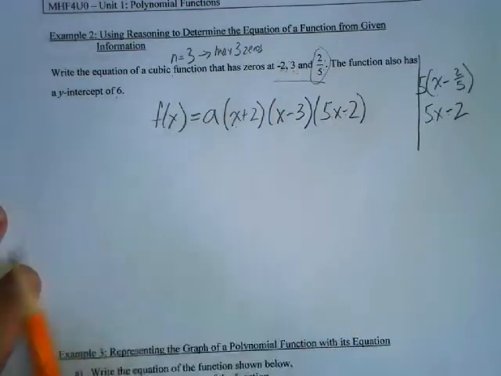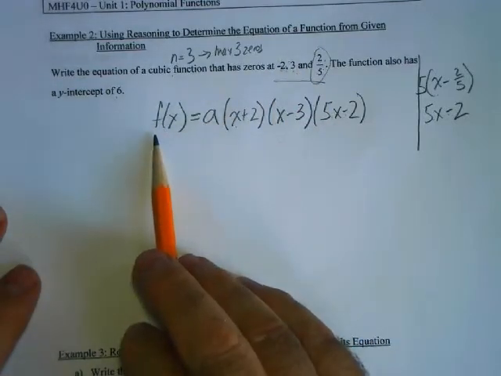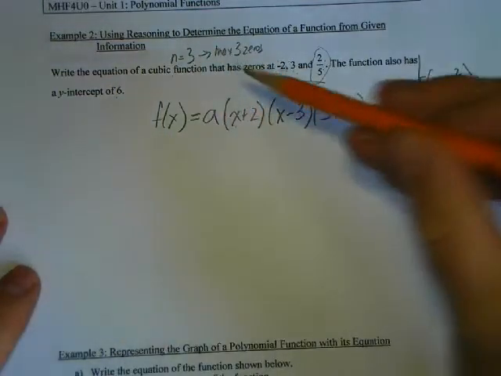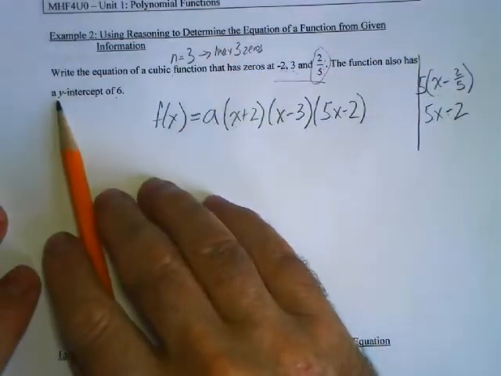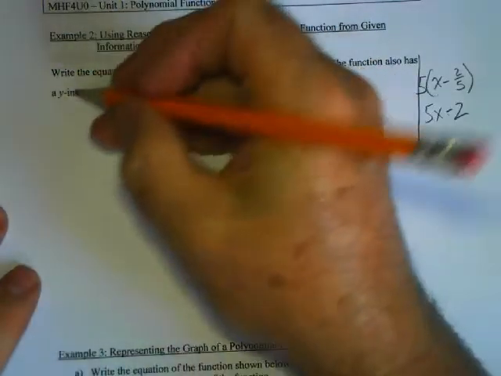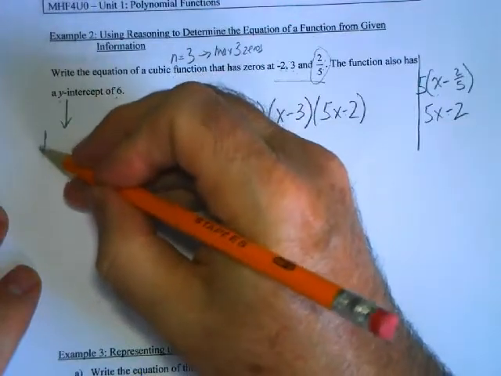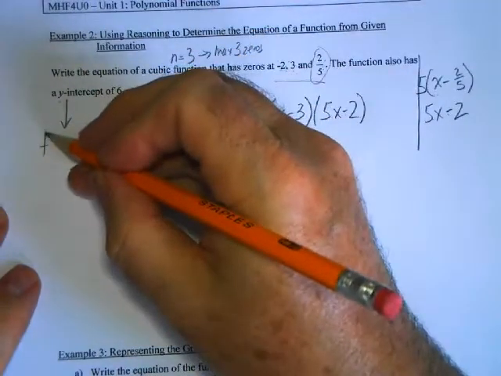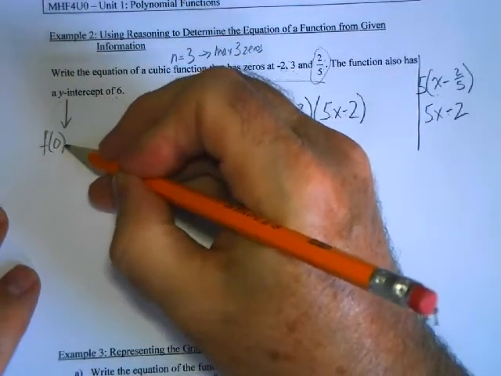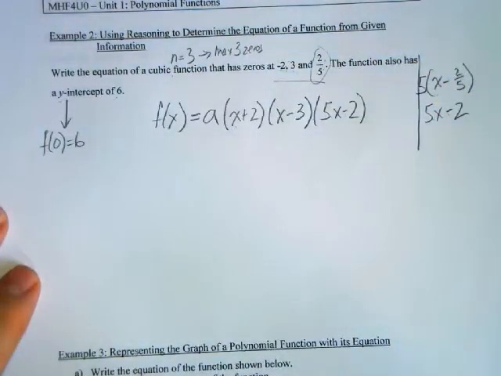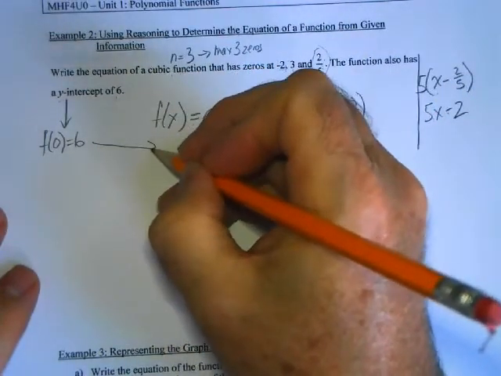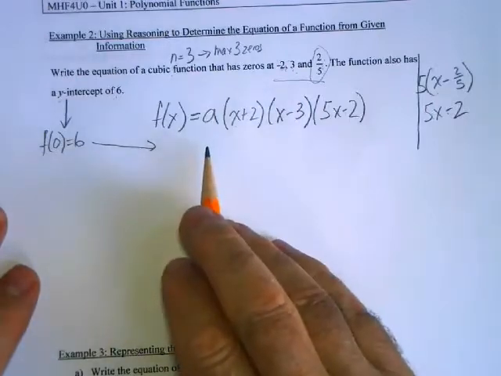Okay, so now that we've got the template for the family of functions that go through these three zeros, now we're going to get our specific equation for the member of the family that has y-intercept of 6. So if you remember, the y-intercept means it's the point (0, 6), so f of 0 equals 6. So we're going to plug that in to our equation that we have.